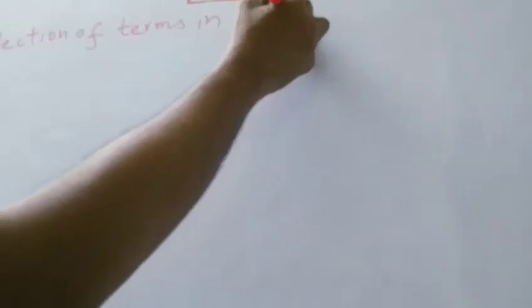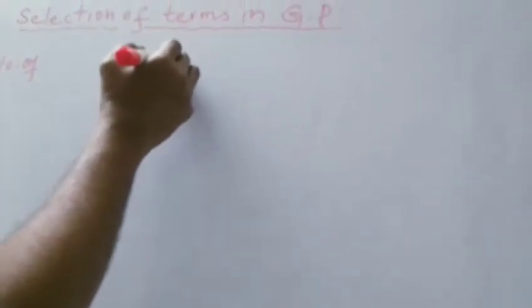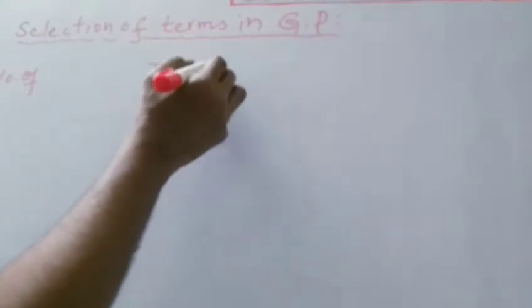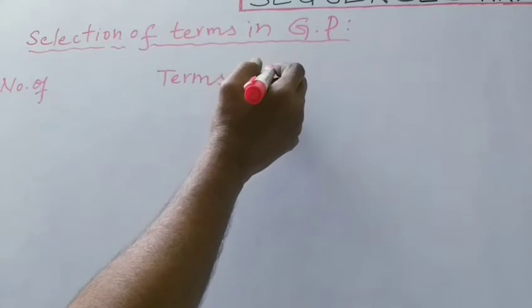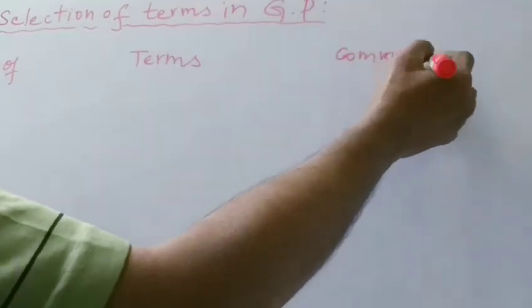Selection of terms in geometric progression. Number of terms, terms, common ratio.